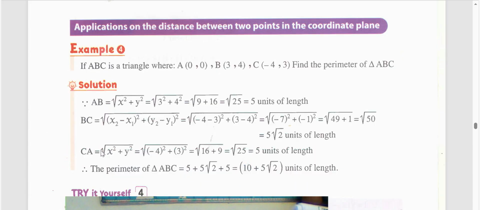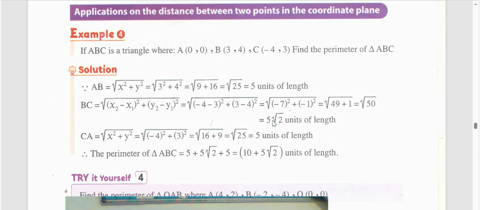We have AB, BC, and CA. We want to find the perimeter of the triangle. We can find the three sides and then add them together. This is question one, number 4.